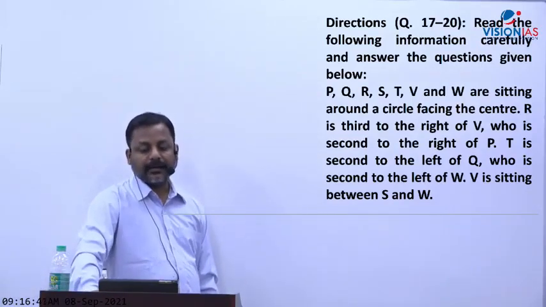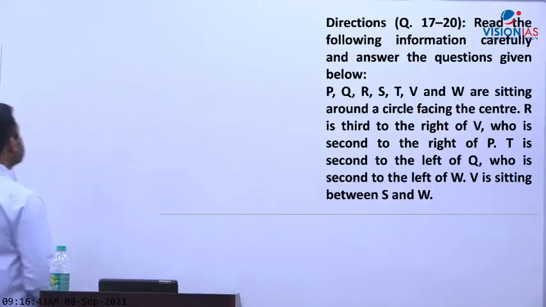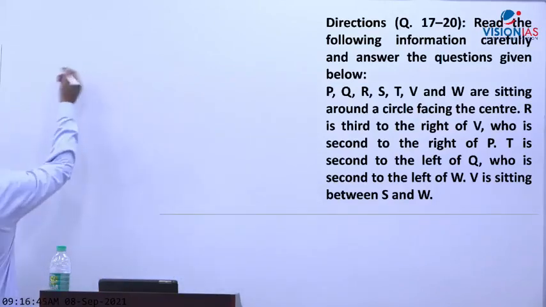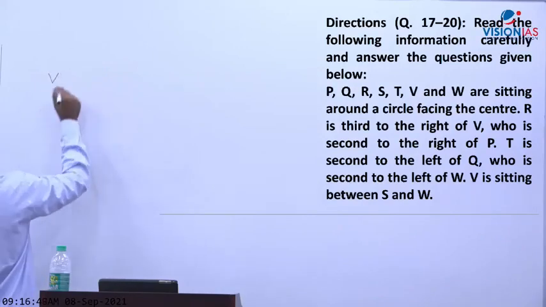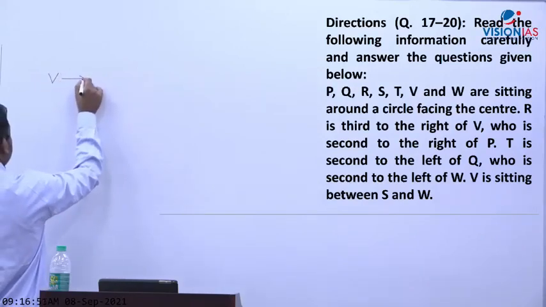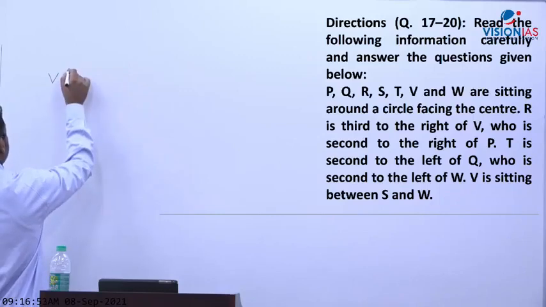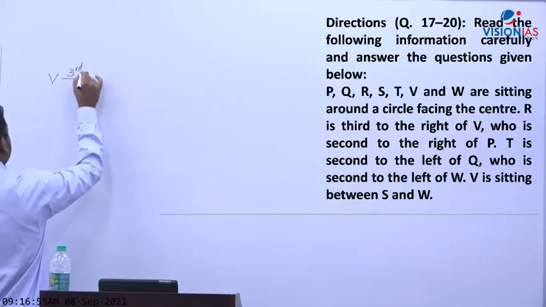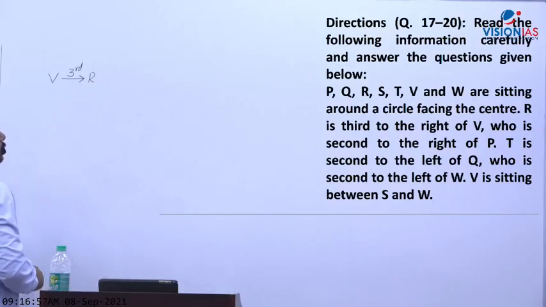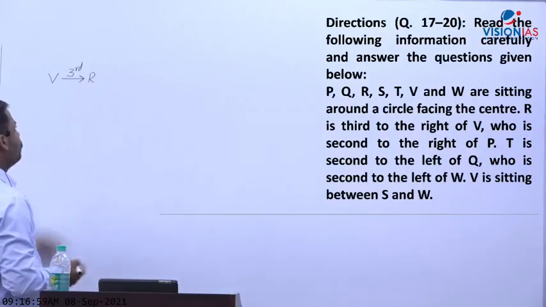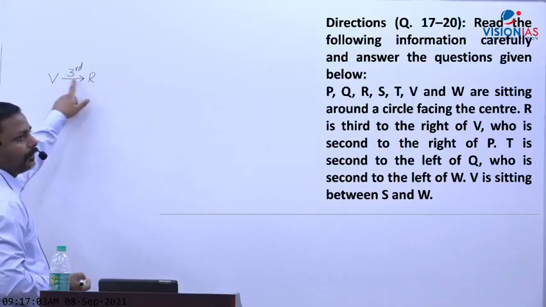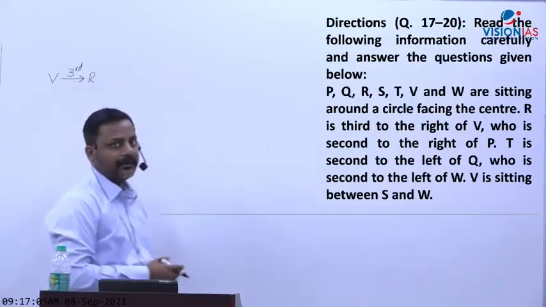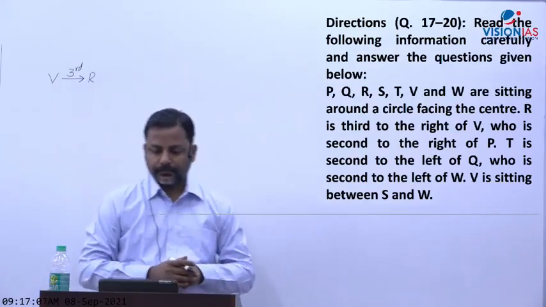So, R is third to the right of V. So how can we write this? We will put V, and on the right hand side we will put an arrow, and the position of R is third. So R is third to the right of V. So on the right hand side of V at third place, R is there.